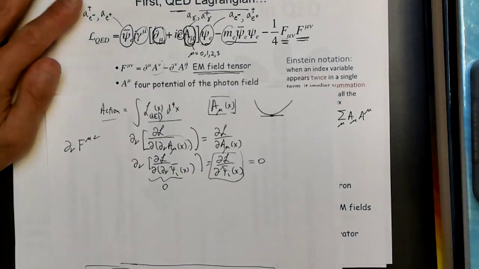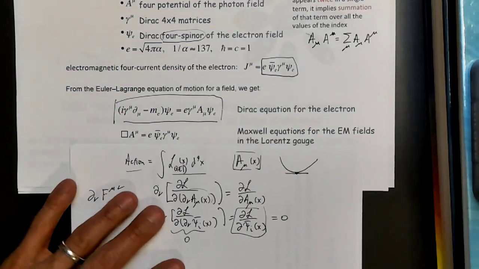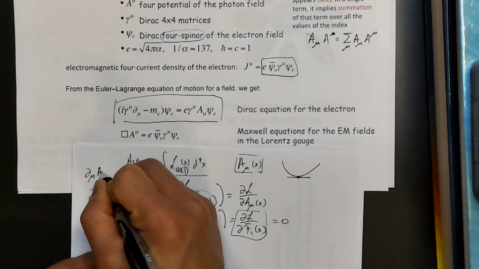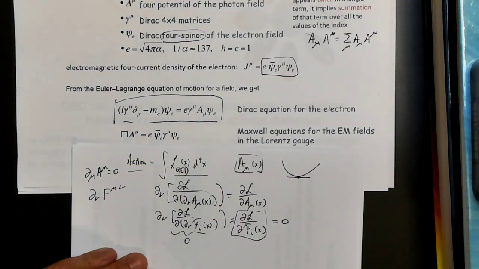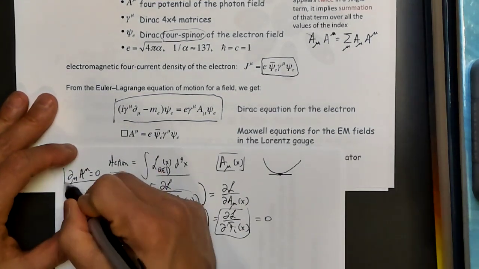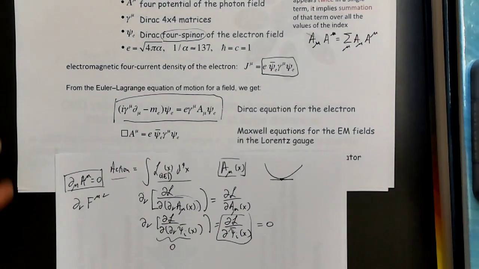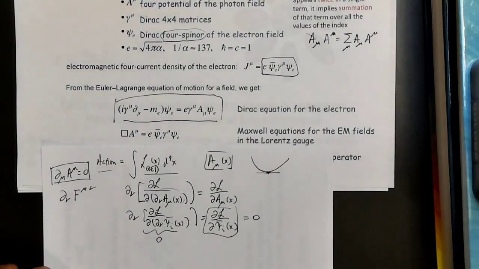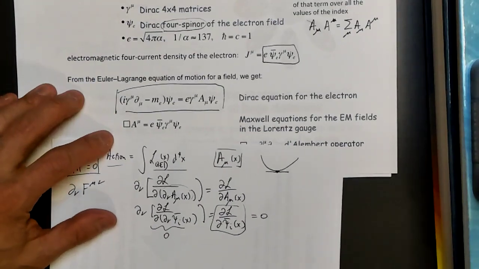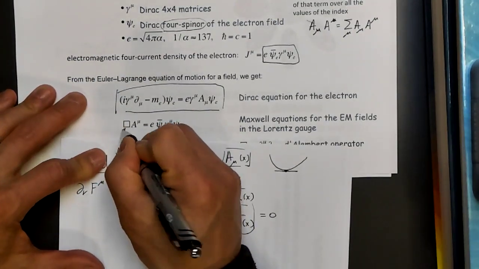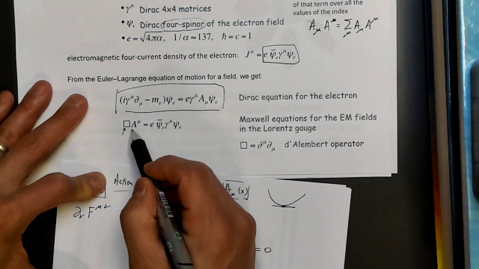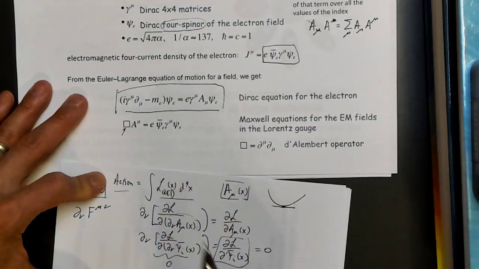I can do some simplifications though. If I fix a gauge, I'm not going to go through this, but you pick the Lorentz gauge, where d mu A mu is equal to 0. That fixes the gauge. It's an additional constraint, because the equations of motion are not solvable without it. Then you end up getting a very simple relation like this: the D'Alembert operator acting on A mu is equal to this current density.